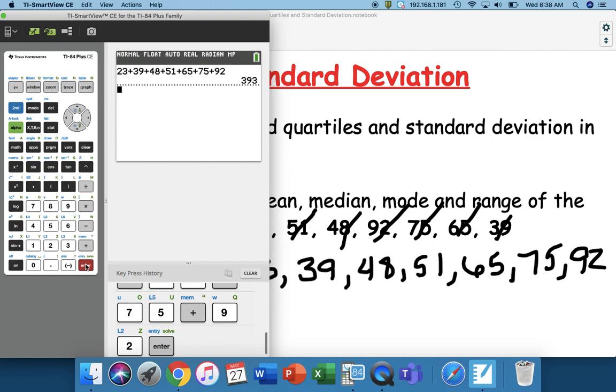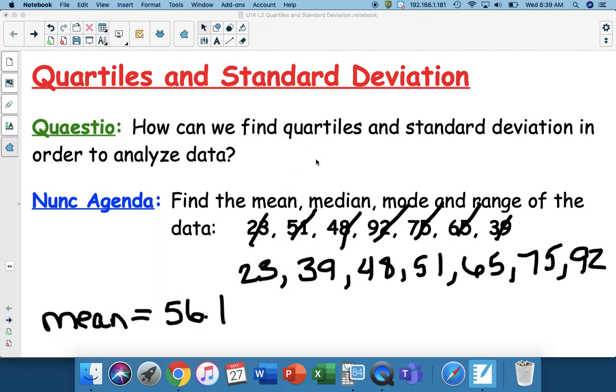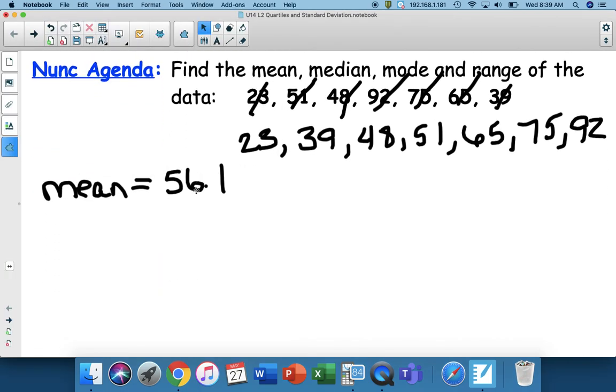Now there are 1, 2, 3, 4, 5, 6, 7 numbers. So we take 393 and we divide it by 7. And we get 56.1428. I'm going to just round it to the nearest tenth. And I'm going to say our mean is equal to 56.1. So I wrote that down here, our mean is equal to 56.1.